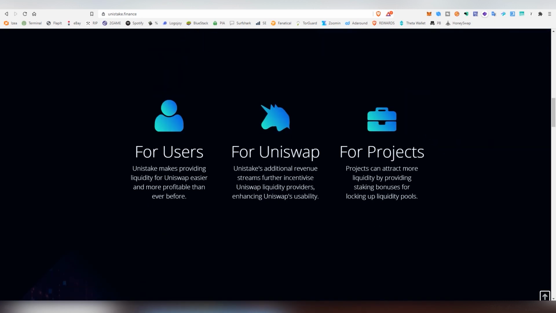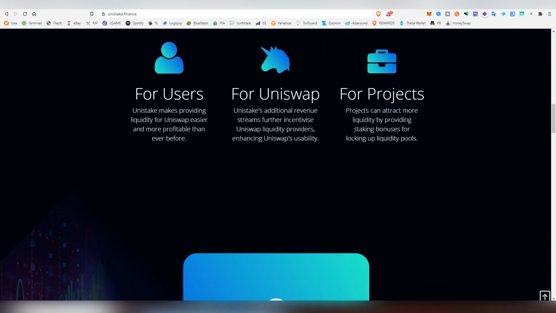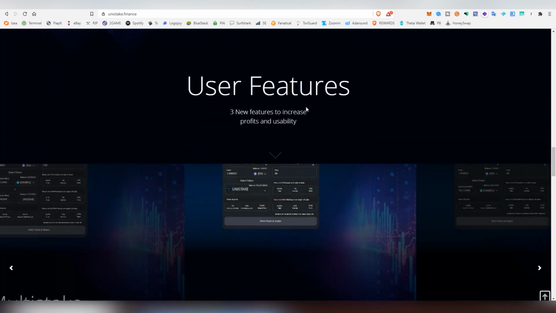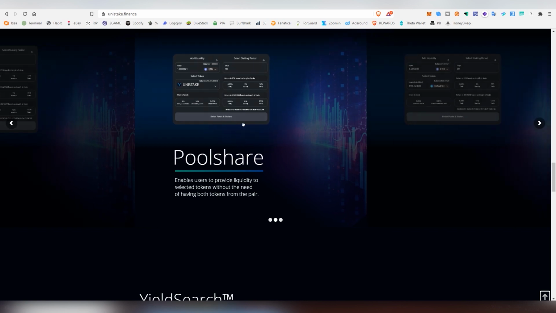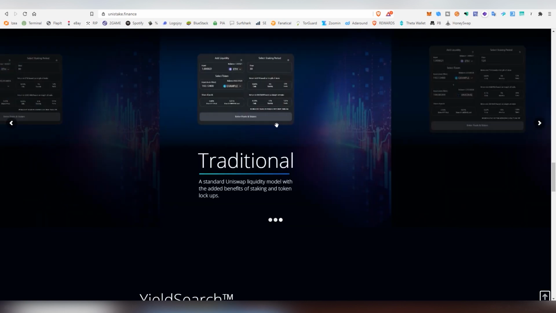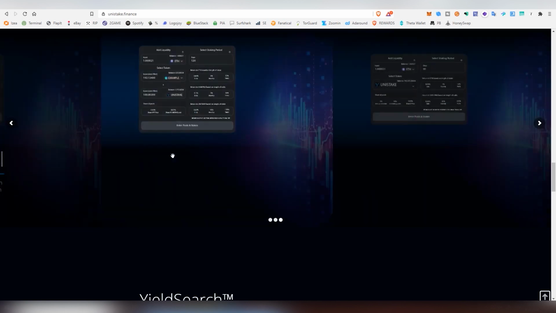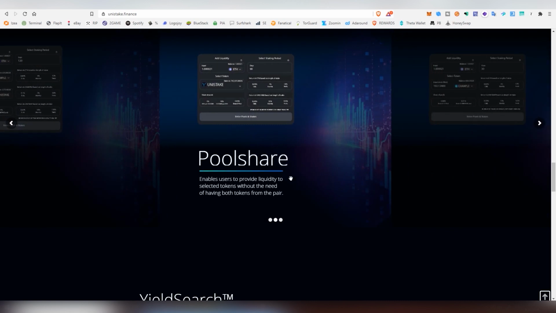And basically, as I said already, it is built around Uniswap version 2. It allows people to deposit their LPs and also stake at the same time. So there are 3 different revenue sources people can actually leverage in their systems. You have the traditional system, and then you obviously have the pool share, which enables people to provide liquidity of the selected token without needing to have both of the tokens.